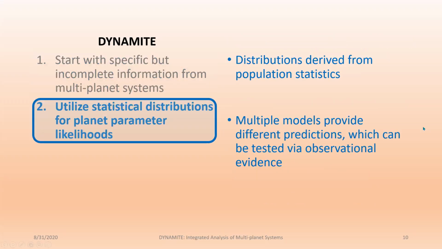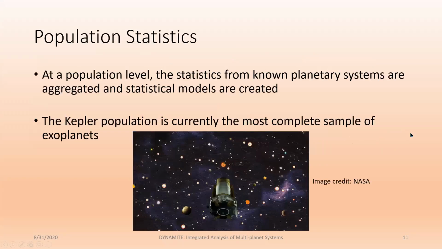Next, we utilize statistical distributions derived from population-level explanatory statistics to test the planet parameter likelihoods. We can assess multiple models for each parameter, as these provide predictions that can be tested via future observational evidence. We aggregate the data from a large sample of known planetary systems and create statistical models that describe those distributions from which the parameters in these models can be drawn.